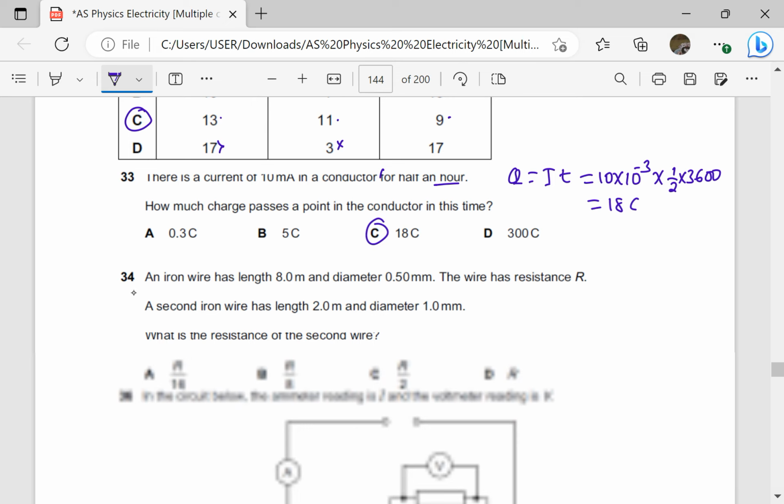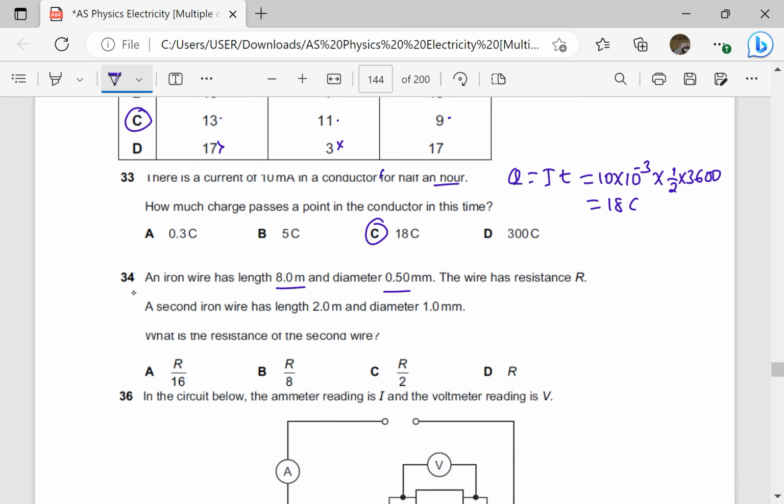An iron wire has length 80 meters and diameter 0.5 millimeters. The wire has resistance R. A second wire has length 2 meters and diameter 1 millimeter. What is the resistance of the second wire? Okay, let's use resistivity. Resistance is equal to rho L over cross-sectional area. They have given us a diameter, so this becomes 4 rho L over pi d squared, because area is pi d squared over 4.